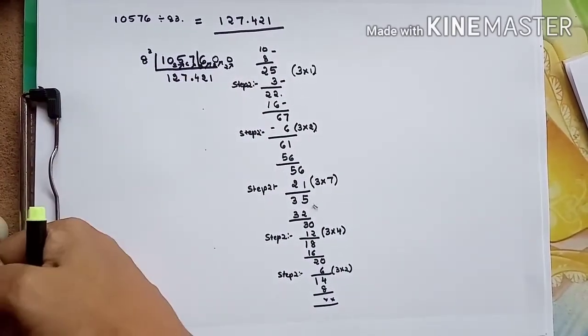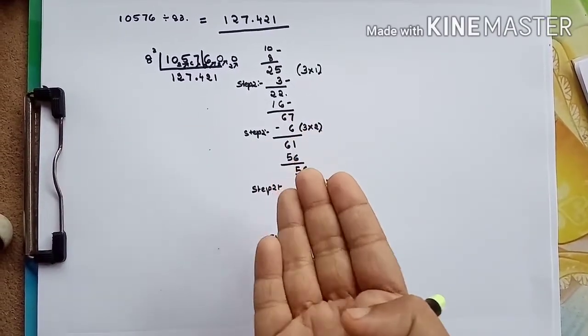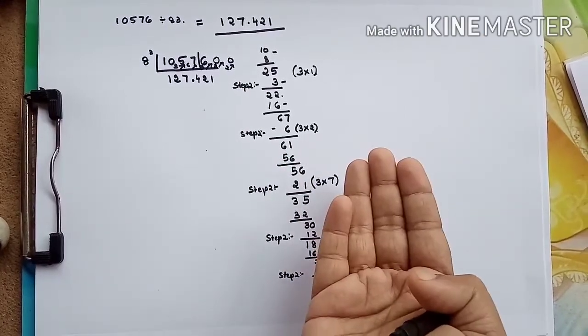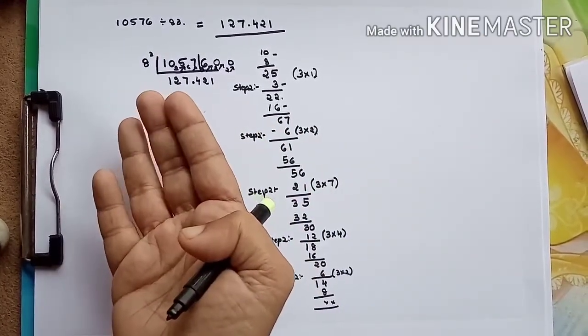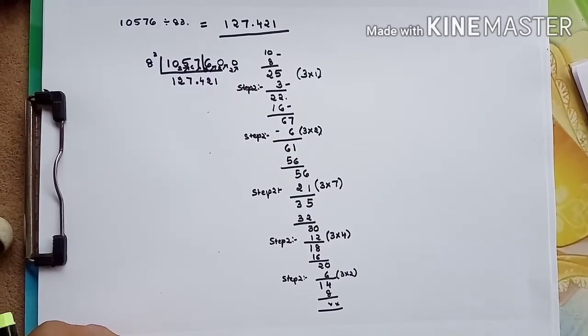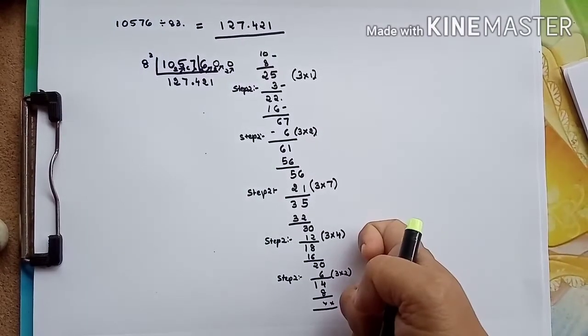Why don't you try some more numbers? Take numbers of your own and try it out. It will come the same way. The answer will be perfectly correct. Use this for examinations when you need to find division very quickly. This will help you a lot.